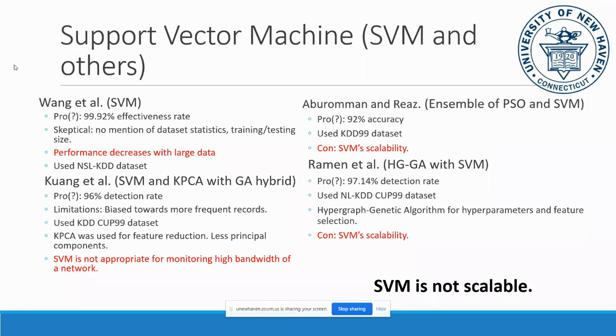reduction, or some sort of feature selection, which is the hypergraph genetic algorithm for hyperparameters and feature selection. Basically what it's telling us is that data needs some sort of feature selection or dimension reduction in order to be processed. And so what's the takeaway from support vector machines that the authors made? They said SVM is not scalable.